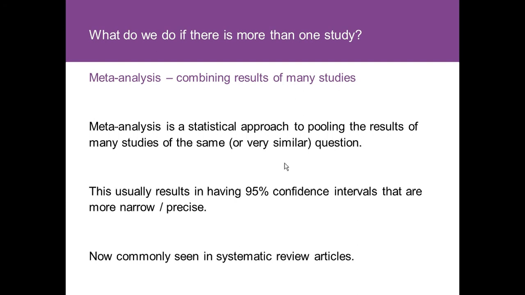Now, what do we do if there is more than one study? Well, meta-analysis is a method which is becoming more and more common that allows us to combine results from many studies. It is a statistical analysis technique. This usually results in having 95% confidence intervals that are more narrow or precise.